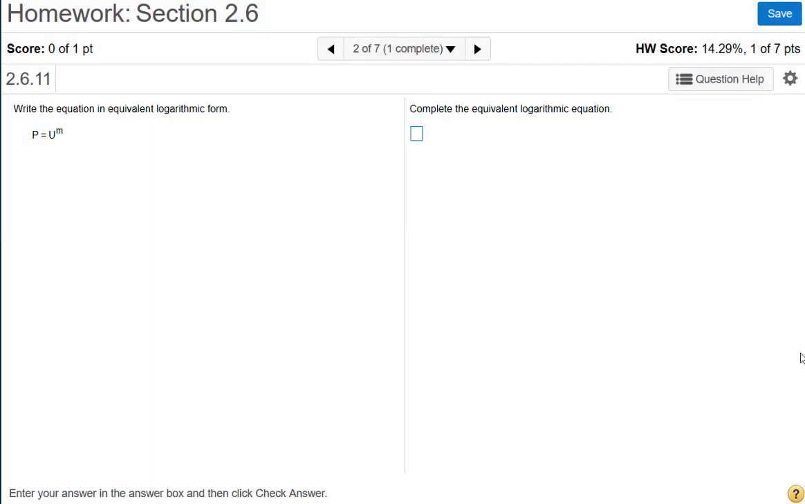And the second one is just the reverse of that. Same 3 steps, however. We're going to convert this into logarithm form. So again, we say base. In this case, that's the u, goes down at the bottom of the log. The logarithm is the exponent, and that's the m. Then the other thing is the p. And that's what we'll type in our answer blank.